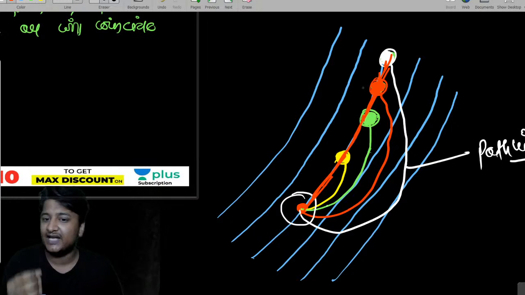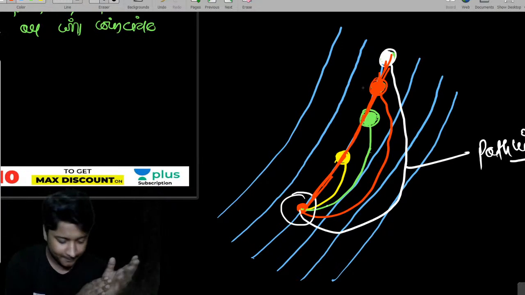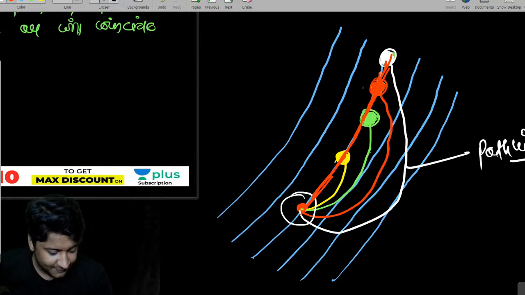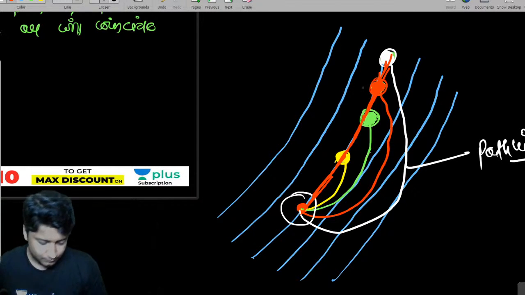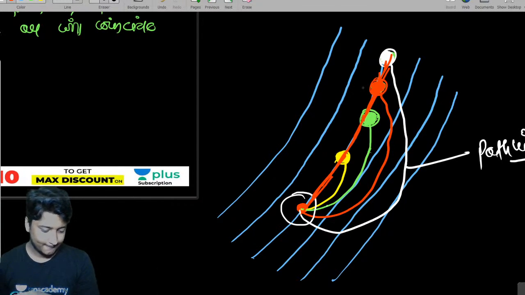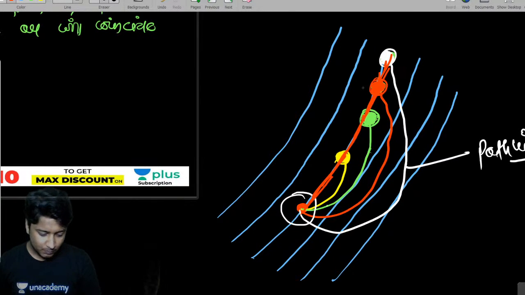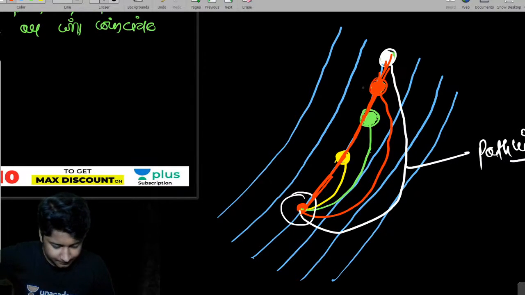I hope it is clear. I hope it is well explained to you. If you have any doubt, you can ask me. अगर आपको कोई डाउट है तो पूछ लीजिए. If you have any doubt, you can ask me. चलिए, if you have any doubt, you can ask me.